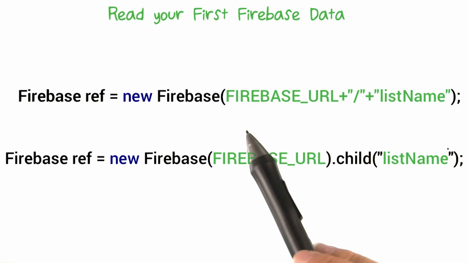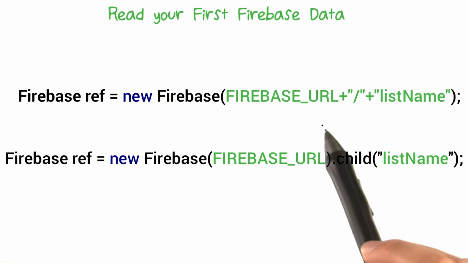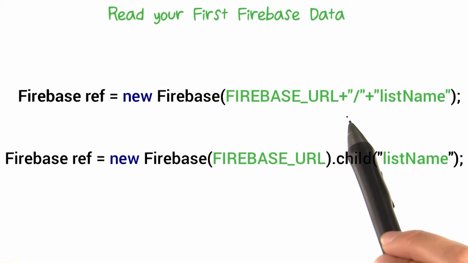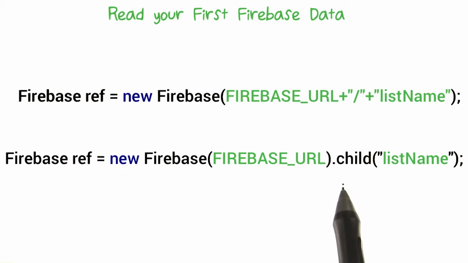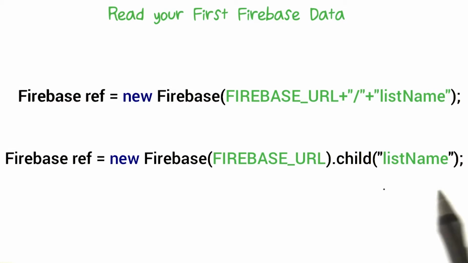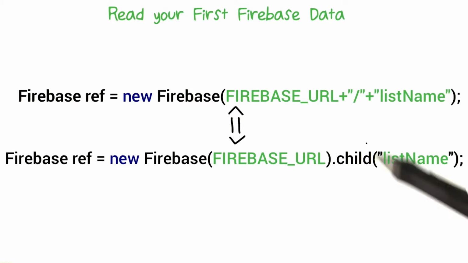You can either pass in a full URL string specifying the exact node that you're interested in, or you can take a reference to any part of the database and then use the child method to drill down to exactly the node that you're looking for. Again, these two are interchangeable, so use whichever you like.